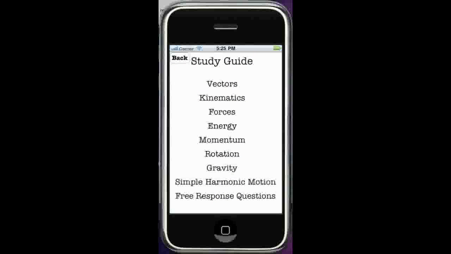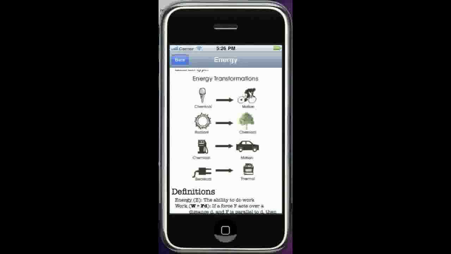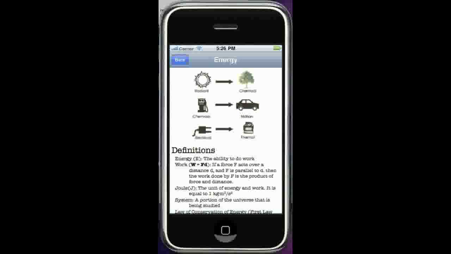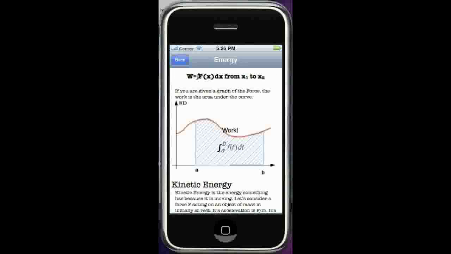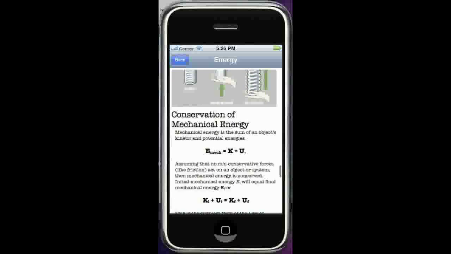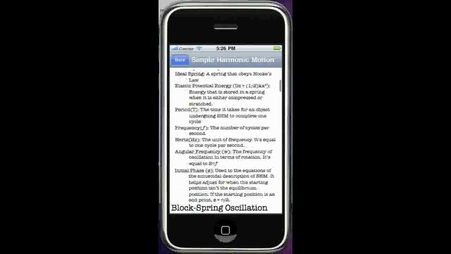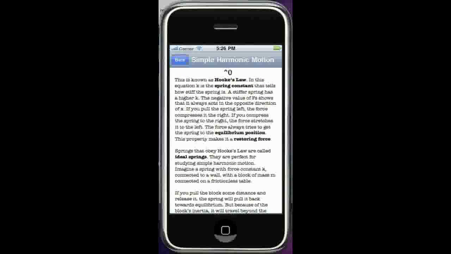It has a study guide that covers every area of mechanical physics you need to know, from vectors to simple harmonic motion. The sections themselves are fairly detailed. I used the physics textbook that I have, along with the notes I took from the course, and transformed that information into something that was easily viewable and easily understandable in the iPhone format. There are images and explanations along with the text to make it easier to understand.